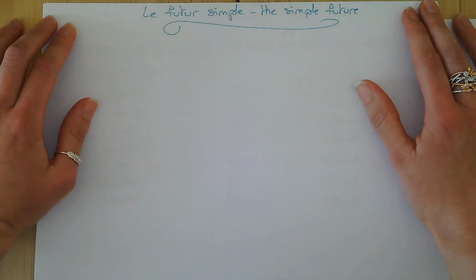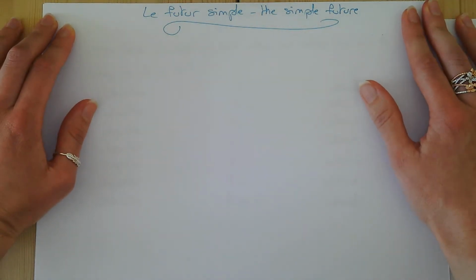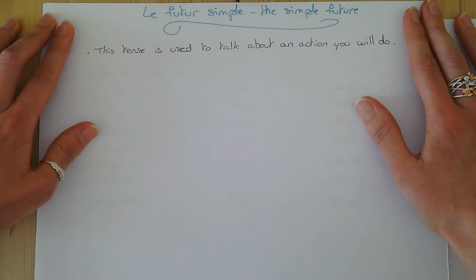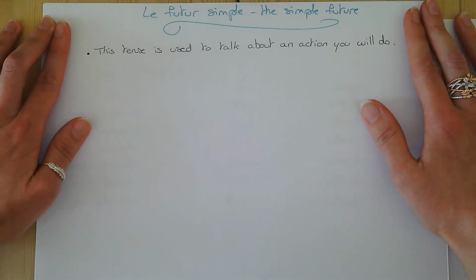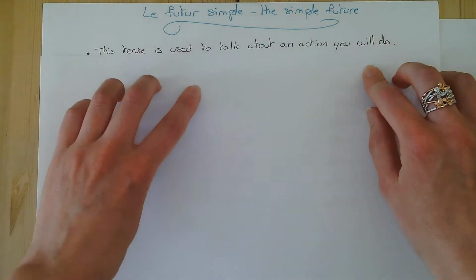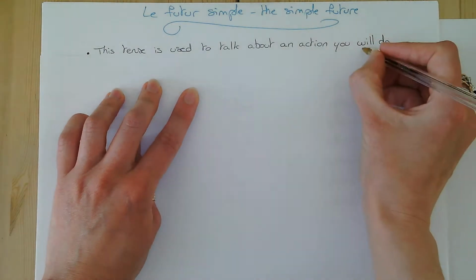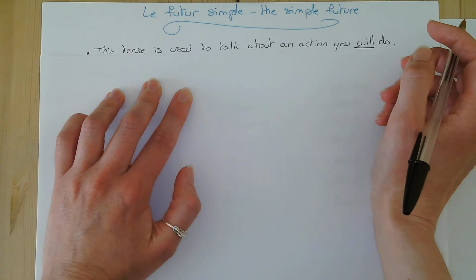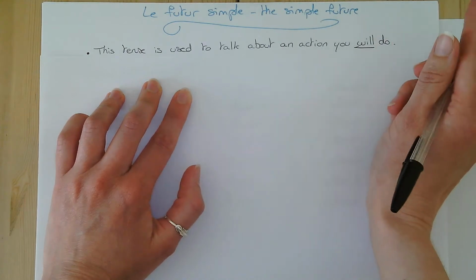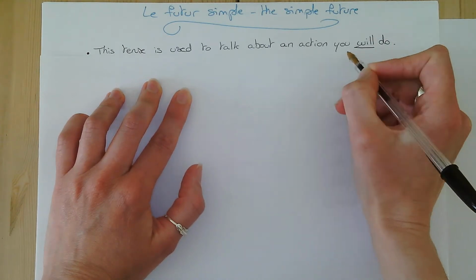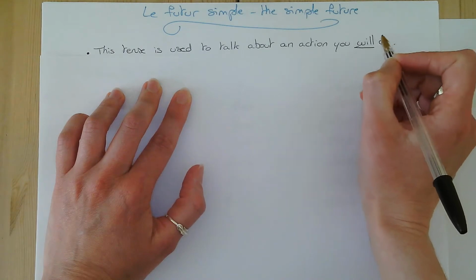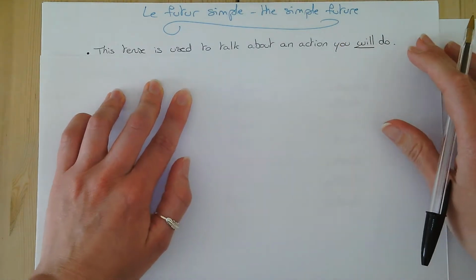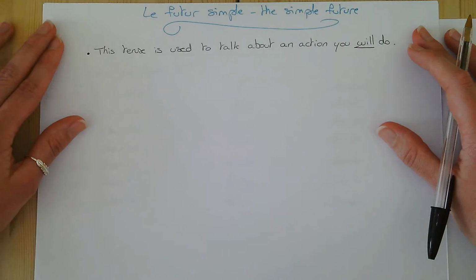So the simple future, you use it when you want to talk about an event or an action that you will do. Key word here is will. I don't want you to translate that tense with I am going to. I am going to, it's the near future. When you want to say I will do something, that's the simple future. Please don't mix both, okay?